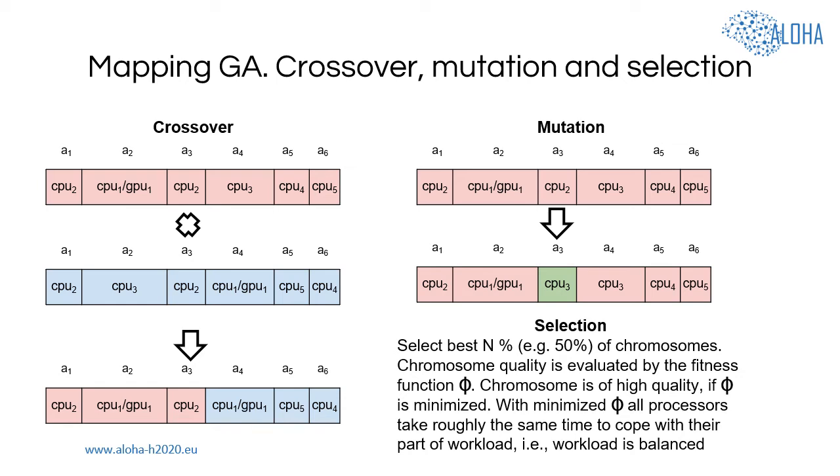During the selection, genetic algorithm selects a certain amount of the best chromosomes from the offspring. The chromosomes are evaluated by the fitness function. In our case, chromosome is considered to be of high quality if it ensures workload balancing across all the processors available in the MPSoC. The chromosomes selected during the selection become a new offspring to which genetic algorithm applies crossover, mutation, and selection. The genetic algorithm runs until it reaches a certain number of iterations with no quality improvement in the offspring.